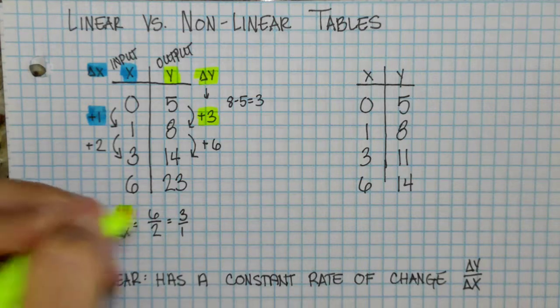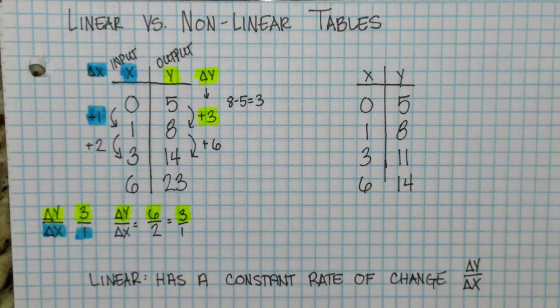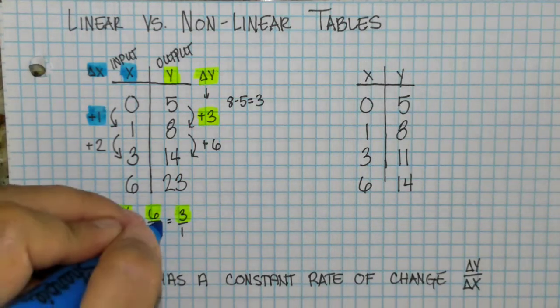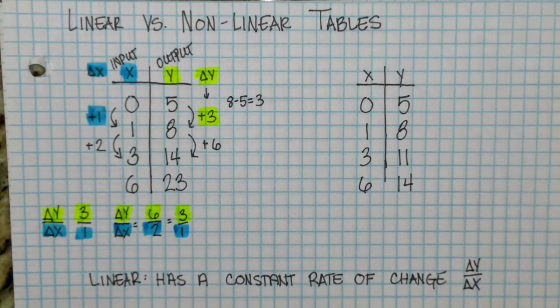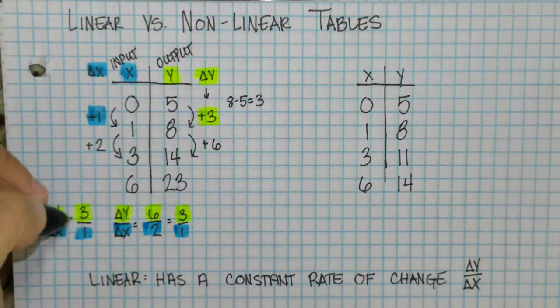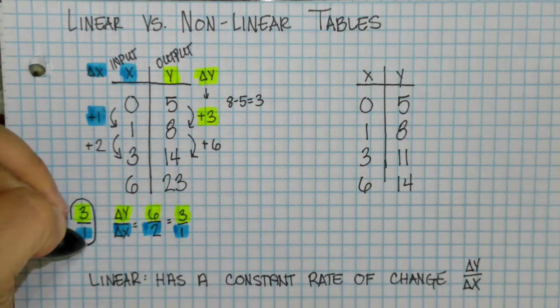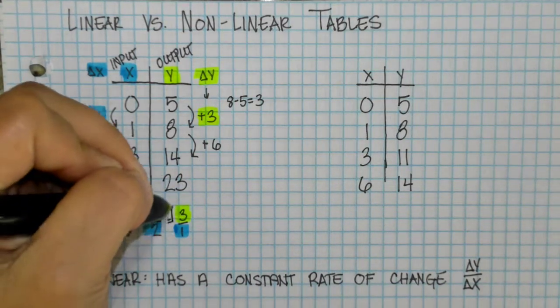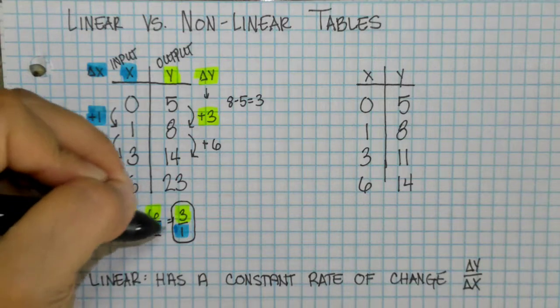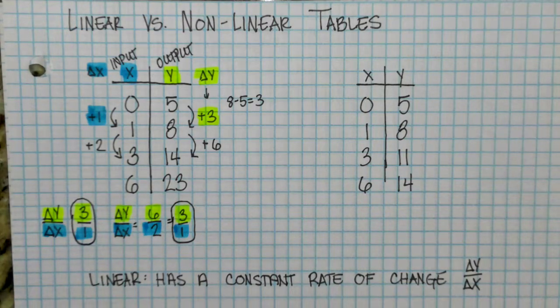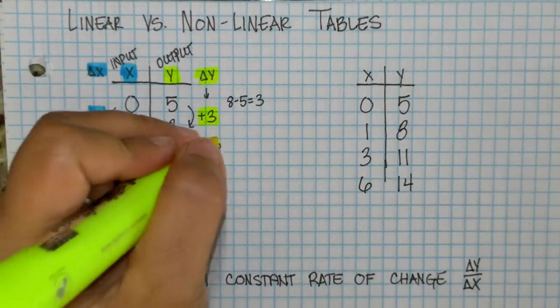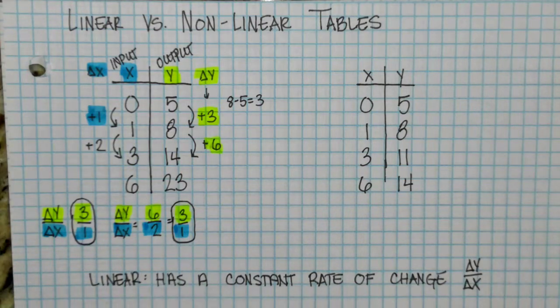And again, using our colors here, there's our change in our y. And the change in the x is right there. Okay? So far, I'm seeing that this rate is equivalent to this rate. That means 6 over 2 is the same as 3 over 1. And so far, this table has a linear rate of change because they can both be simplified down to 3 over 1. Checking the next pair. So you have to continue through the entire table to see if it's linear.